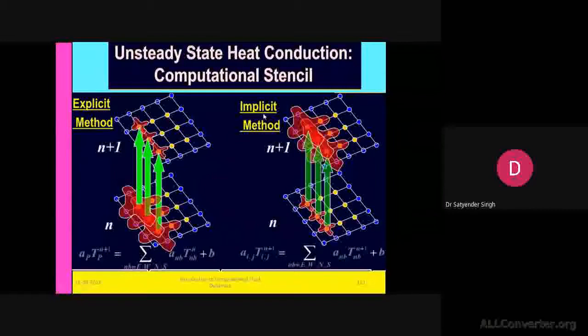And in the implicit method, the same values can be transferred simultaneously to the next level. So you can see here particularly the n+1 level, and here also the equations are at n+1 levels. By taking some constants, they will be taking some values at the n level.